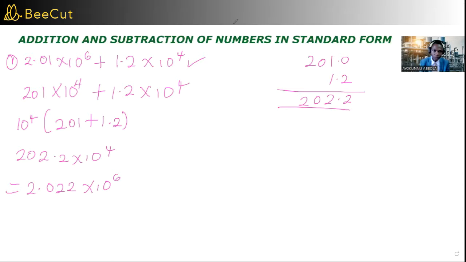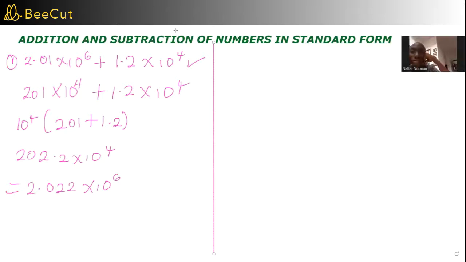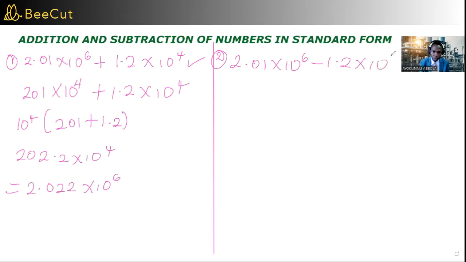Let me clear this side. Let's say you were asked to subtract 2.01 times 10 raised to the power 6 and say minus 1.2 times 10 raised to the power 4. So let us see what that is going to be. So I rule the page. So for number 2, we have 2.01 times 10 raised to the power 6 minus 1.2 times 10 raised to the power 4.